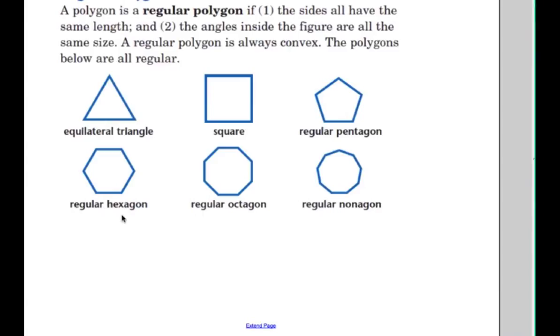Now we can have hexagons that are not regular, but this is what a regular hexagon looks like. You might recognize this hexagon because it's also one of our pattern block shapes, and we do a lot of work with this kind of a hexagon. Remember, regular polygons mean congruent sides, congruent angles.